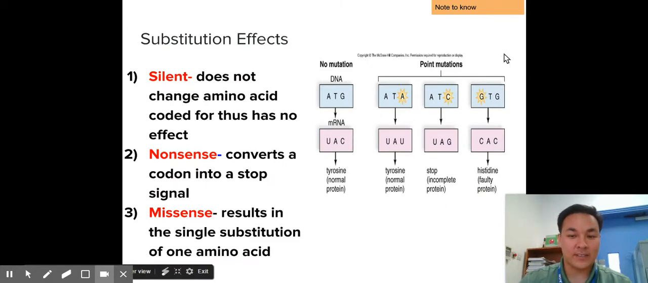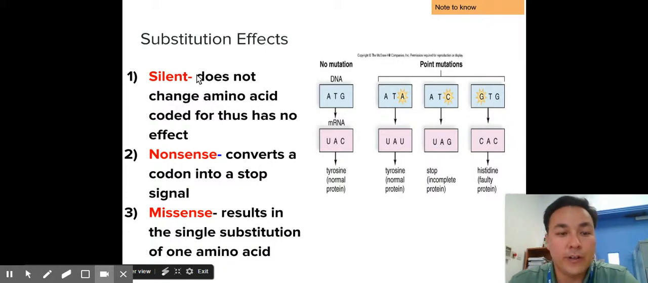What are the effects of it? So we went over this quickly in class. You should pause the video and ask yourself, do you know what the effects of a mutation can be? It can be silent, as in it doesn't change it. So here's the DNA ATG. Here's the RNA UAC. It's coding for the amino acid tyrosine.